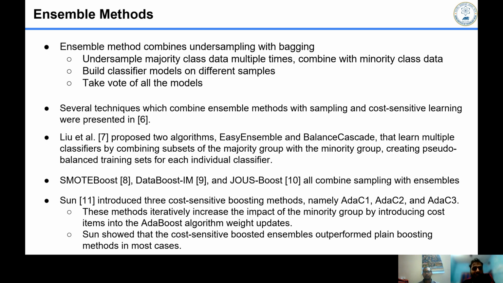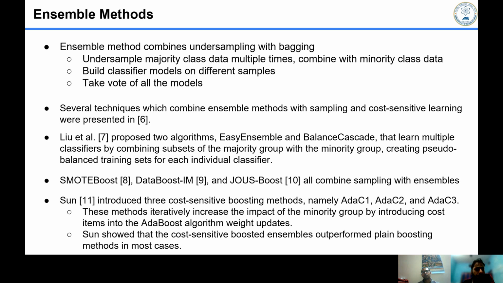Several techniques which have combined sampling with cost sensitive learning have also been proposed, where people have tried to vary the penalty factor for different classes. Liu in his work proposed two algorithms called EasyEnsemble and BalanceCascade, that learn multiple classifiers by combining a subset of the majority group with the minority group. In a way, basically you're creating a pseudo balanced training set for each individual classifier.